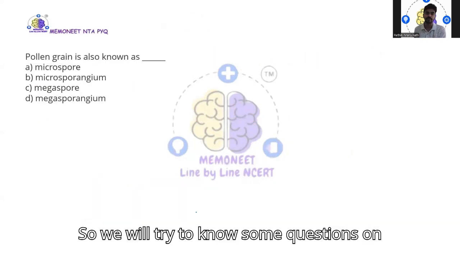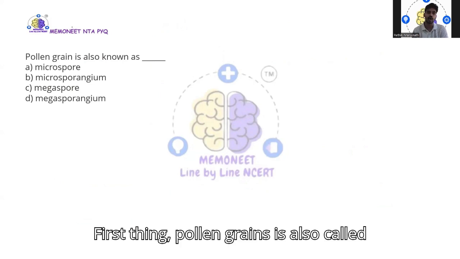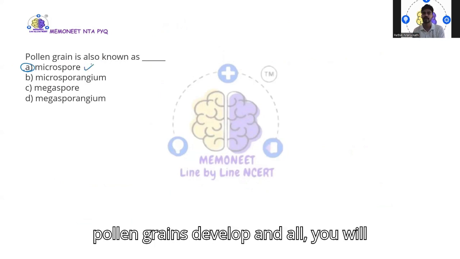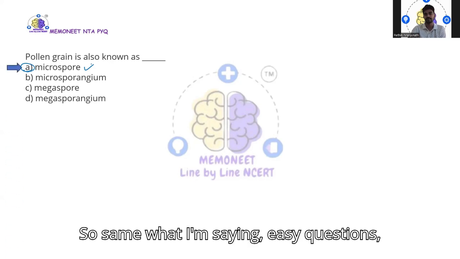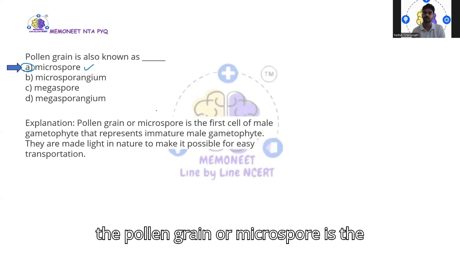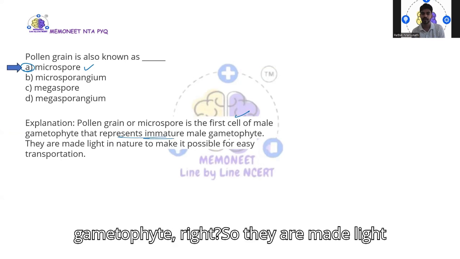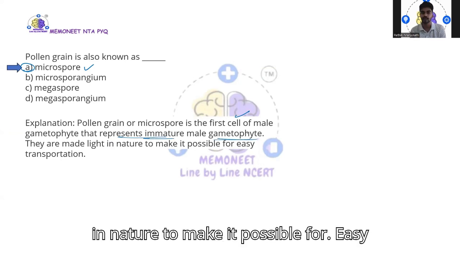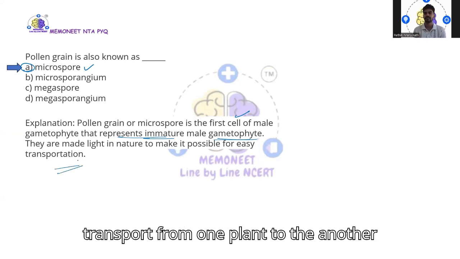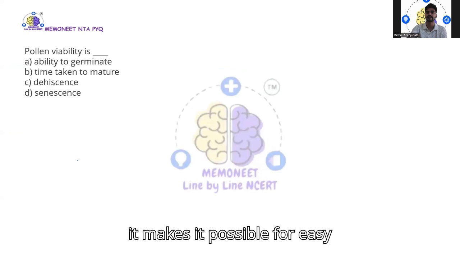So we will look at some questions on this very simple topic. First, pollen grain is also called a microspore, right? If you know the structure of the pollen grain and how pollen grains develop, that's a very easy question. Easy concepts will be asked. The pollen grain or microspore is the first cell of the male gametophyte, representing the immature male gametophyte. They are made light in nature to make easy transportation possible, from anther to stigma.